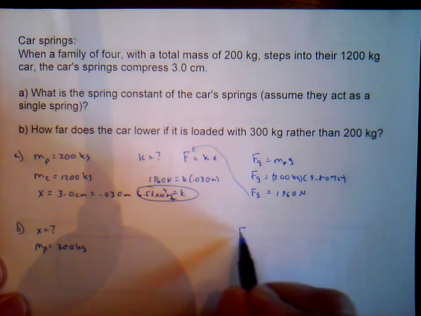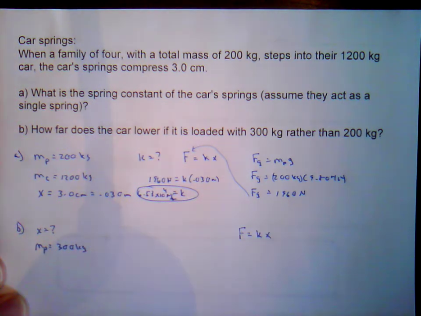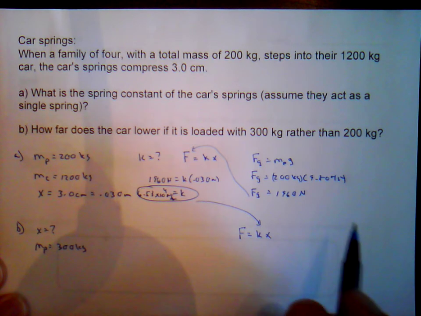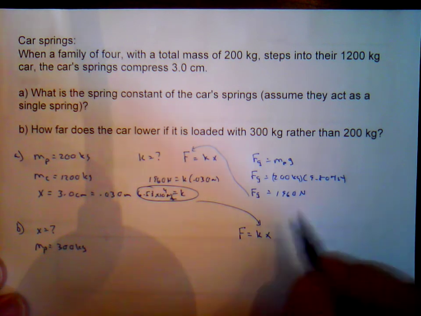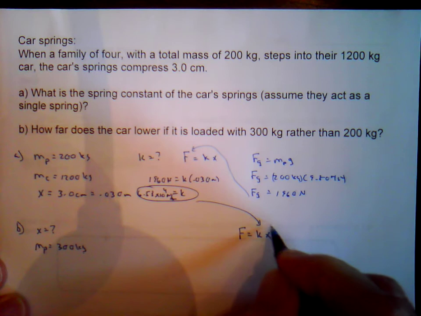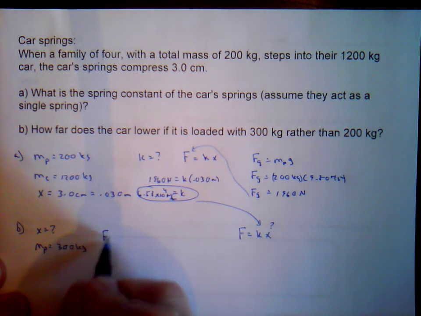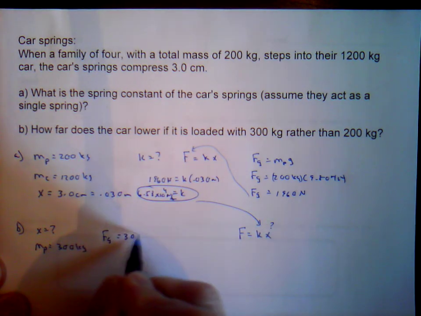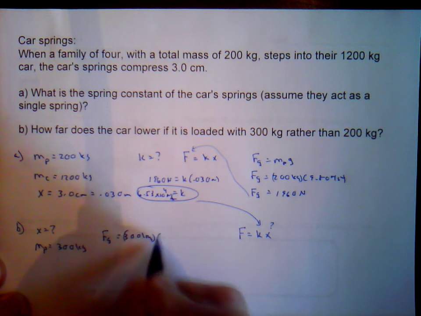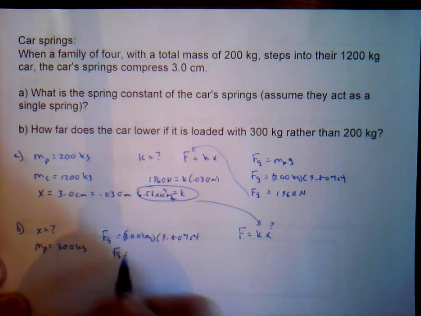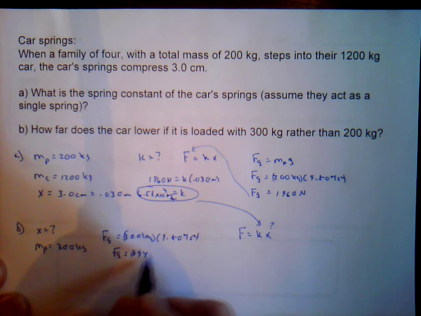Again, we use Hooke's law, F equals kx. We know k now. This k is constant, doesn't change no matter what the mass is. And we now want to know that distance. So we need to know this force. Again, the force is the new mass, 300 kilograms times 9.80 meters per second squared. We get that force of gravity to be 2,940 newtons.